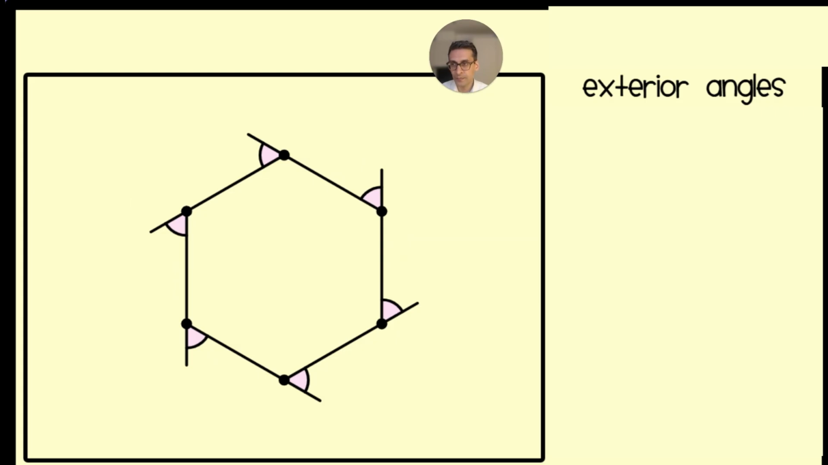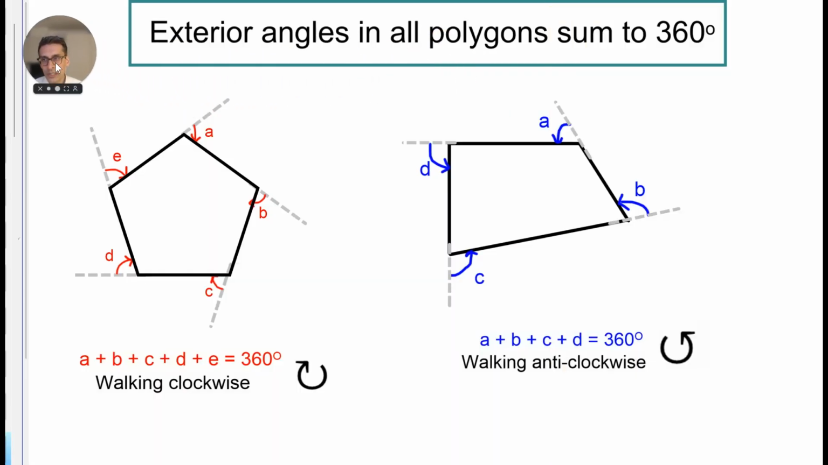So the thing you need to copy down here is the exterior angles in all polygons, with emphasis on all, sum, so they add up to 360 degrees. So if you have a regular shape, it's quite easy to work out each individual angle because it's 360 divided by how many sides there are. If you have an irregular shape, you can't work out the individual angles without more information. So that's really important for you to know.